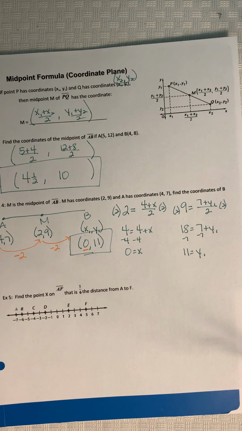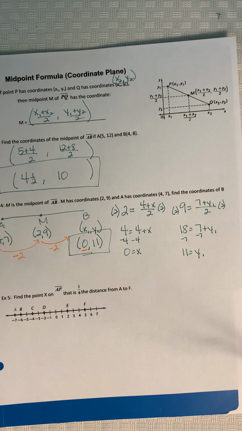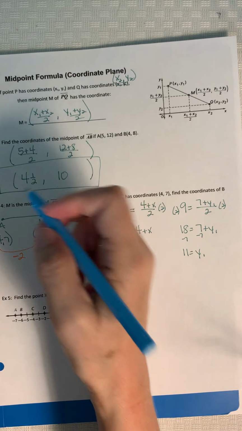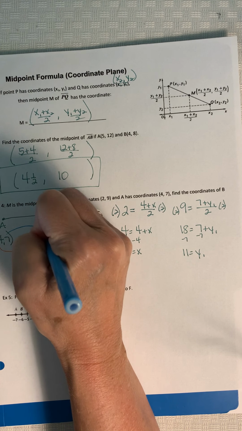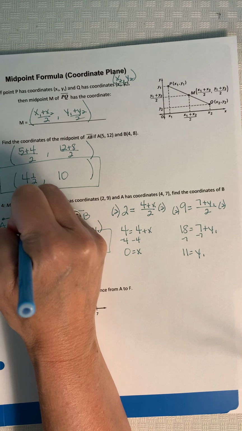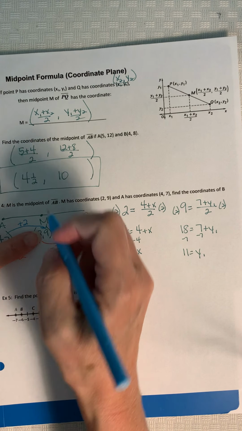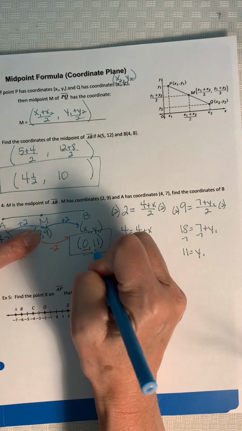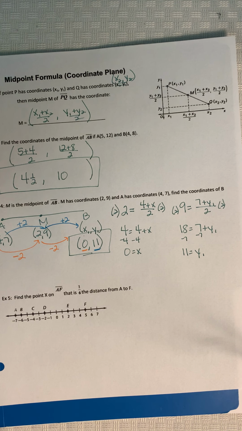Then for the y, let me get another color. For the y, if I go from 7 to 9, here I add 2. So then from this 9, I need to add 2 to get to my new y coordinate. You can do it either way. Either way is going to work, and it's up to you.